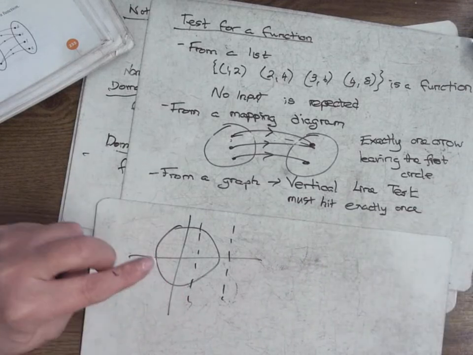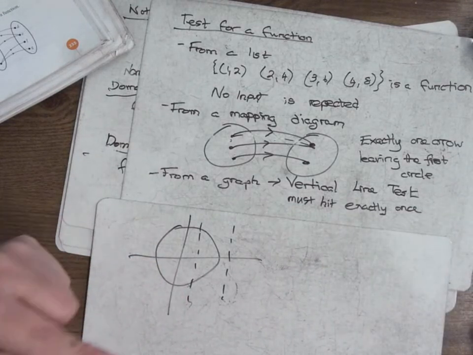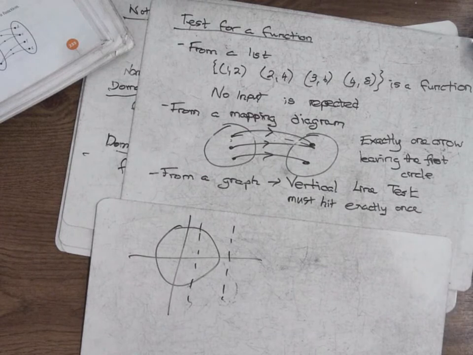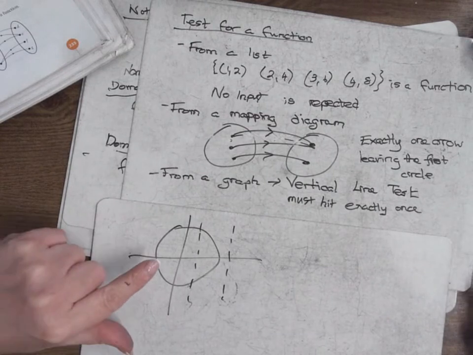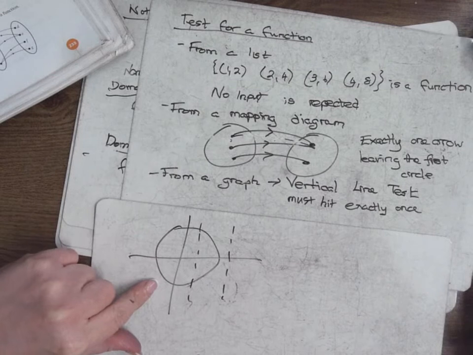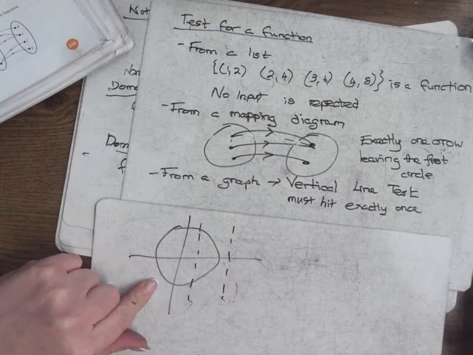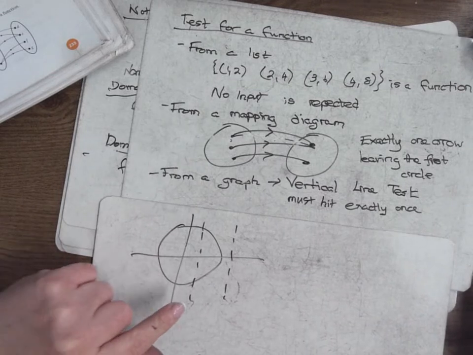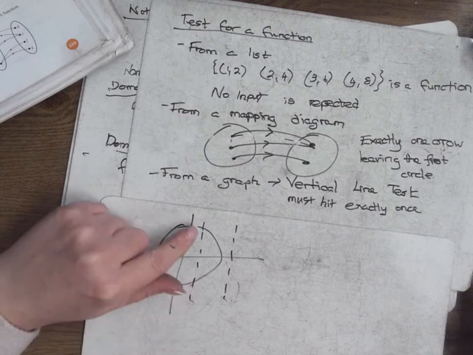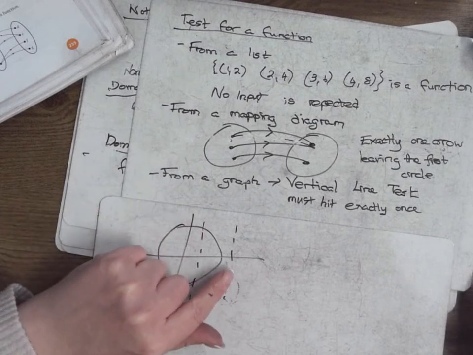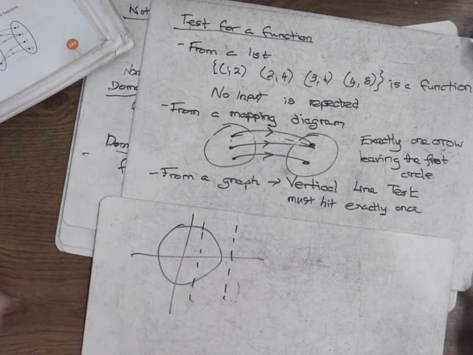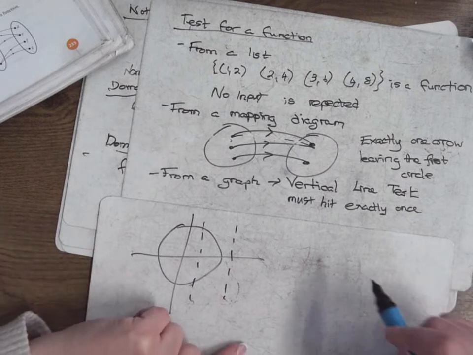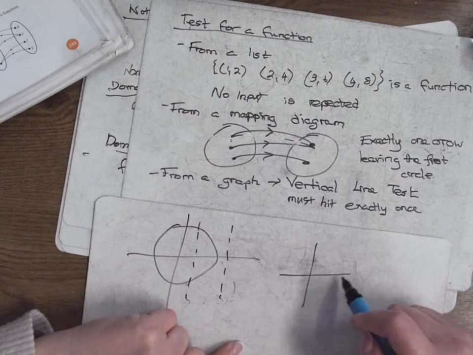So when you draw a vertical line on a graph, this is how you tell whether something is a function or not by looking at a graph. So you look at this one. Is this a function? No. Two reasons. This vertical line hits it twice, doesn't it? And this vertical line doesn't hit it at all. So that's not a function.